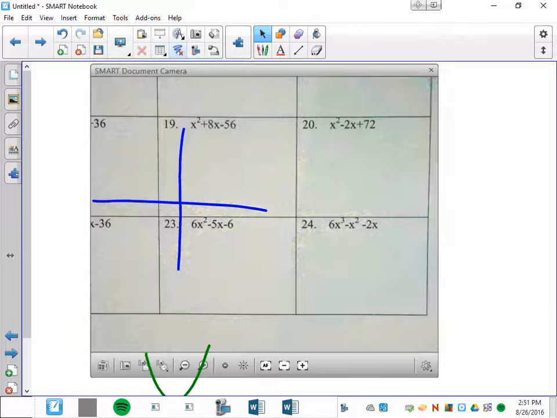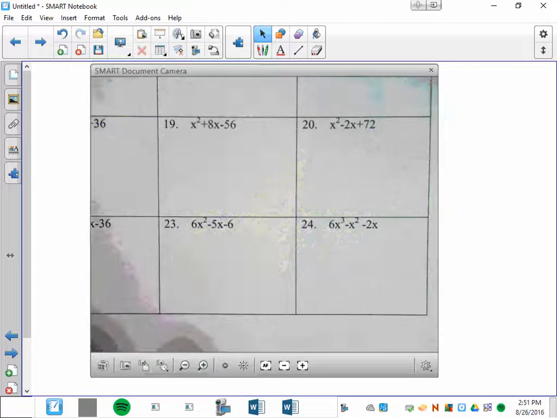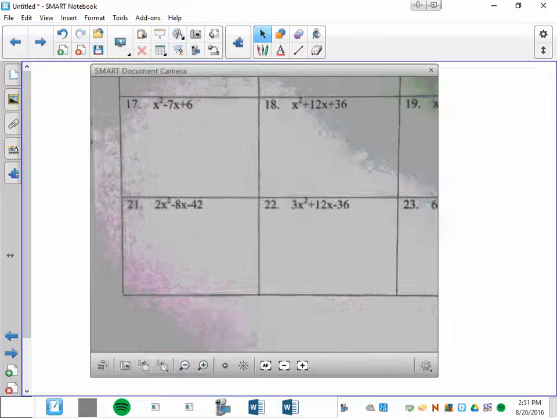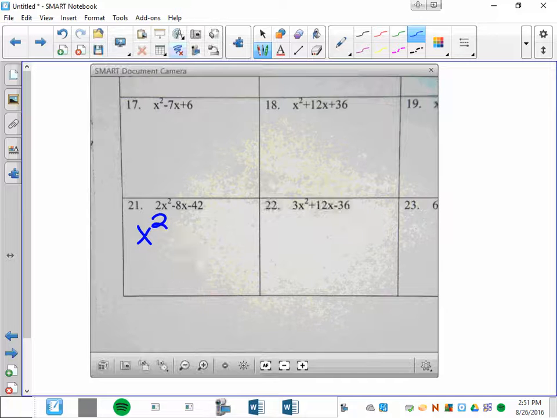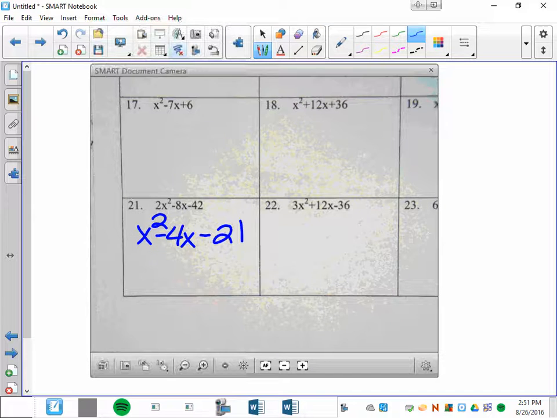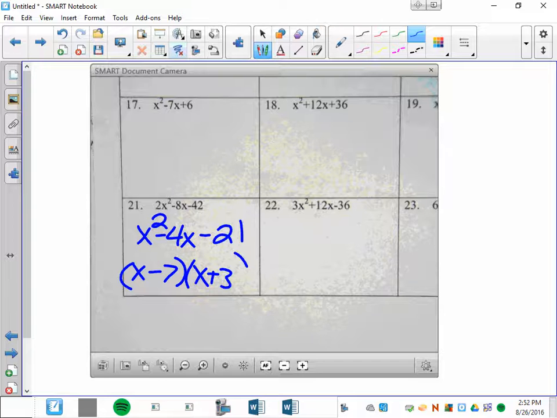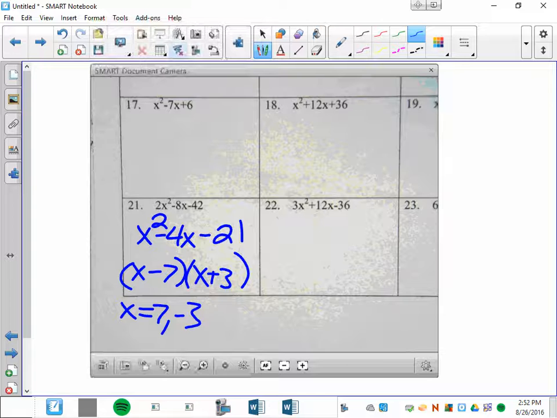So, all right, 21. I pull out a 2. Do I need it? So divide by 2, x squared minus 4x minus 21. Are there factors of 21 that add to be 4? So x minus 7 and x plus 3. So my roots are 7 and -3. Okay? And then 22, you're going to divide by 3. I'm going to let you work on that one.